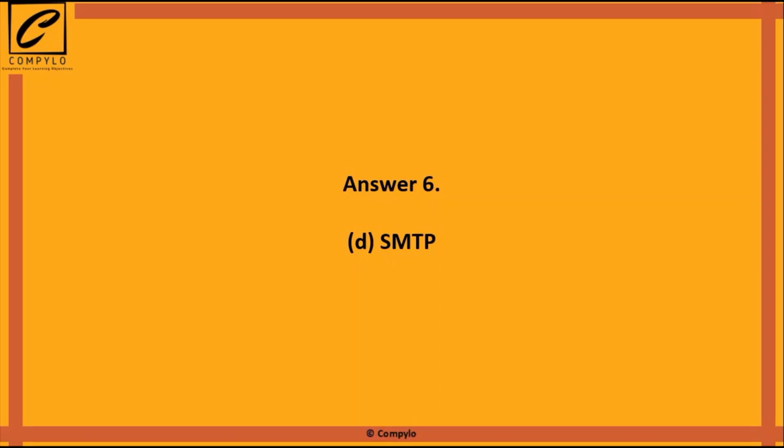Question number 6 is, which protocol out of the following is used to send and receive emails over a computer network? The options given are option A, PPP, option B is HTTP, option C is FTP, and option D is SMTP. Answer would be D, that is SMTP, which stands for Simple Mail Transfer Protocol. It is used for sending emails, while IMAP or POP3 is used for receiving emails.